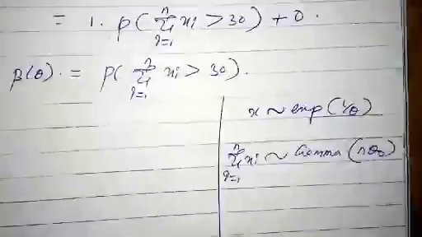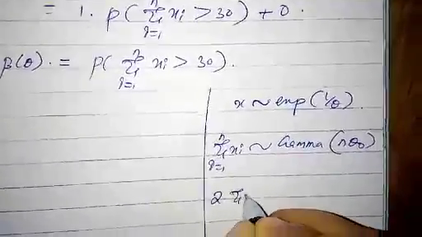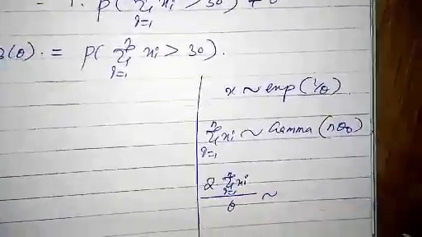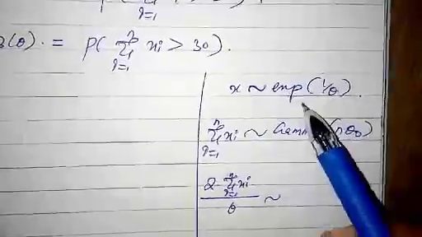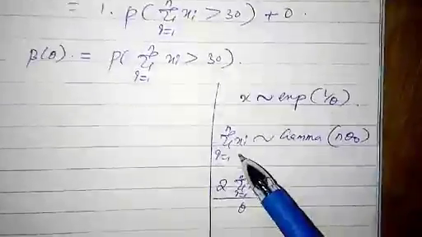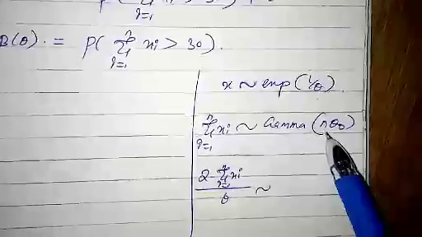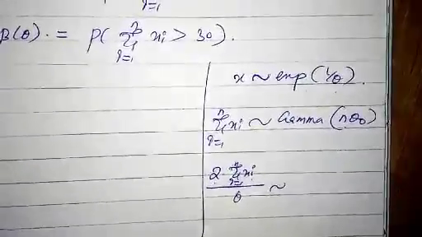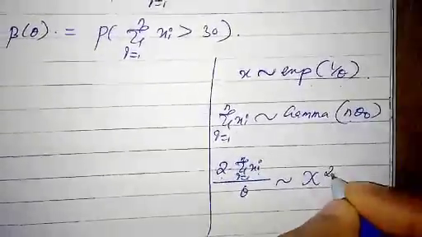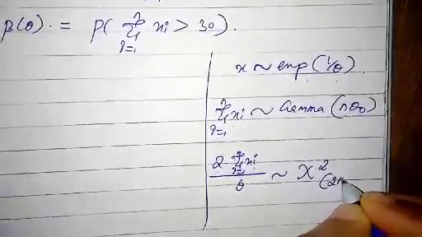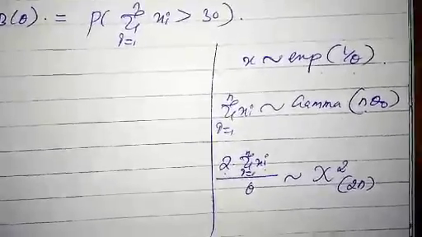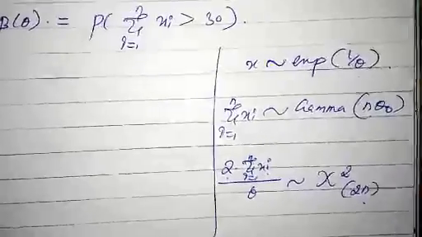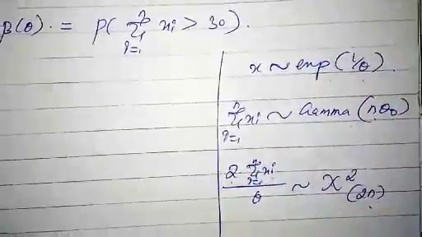Then what does 2 into summation xi, i = 1 to n, divided by theta follow? If x follows exponential with mean theta, then summation xi follows gamma with n and theta. Then 2 into summation xi divided by theta follows chi square with 2n degrees of freedom. I think you have studied this in detail in distribution theory, right?